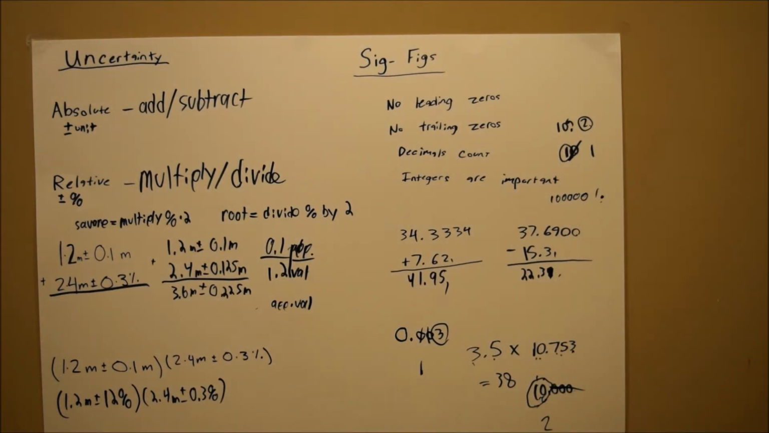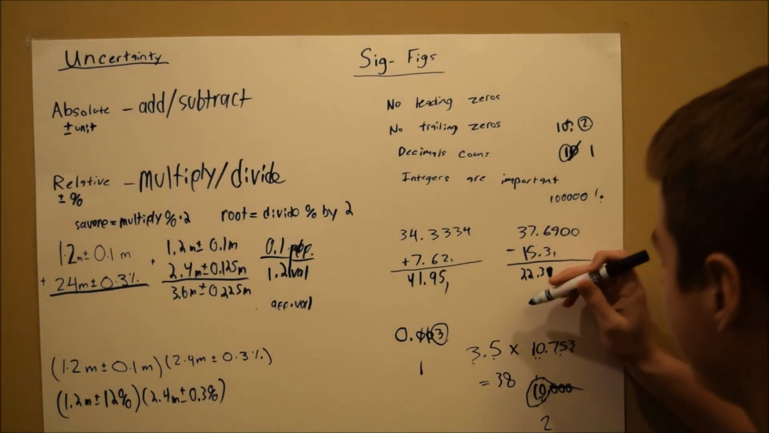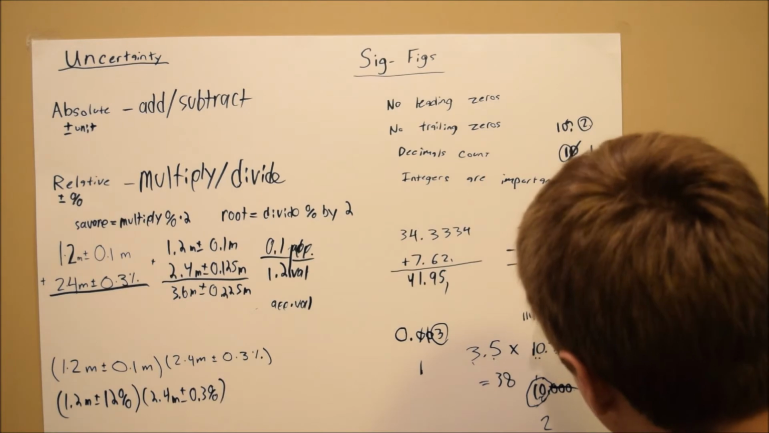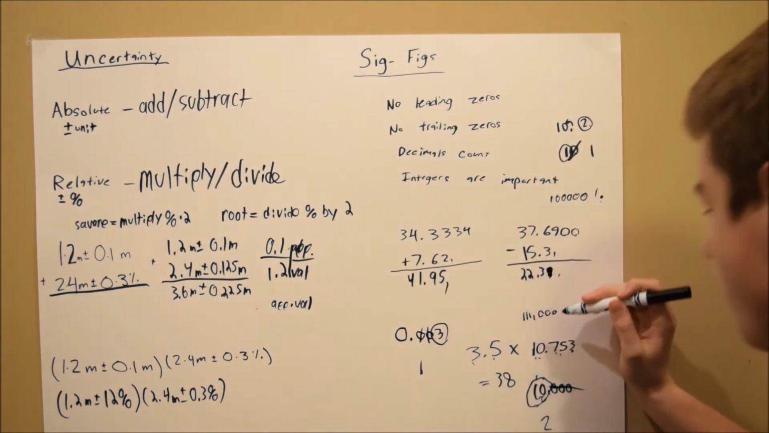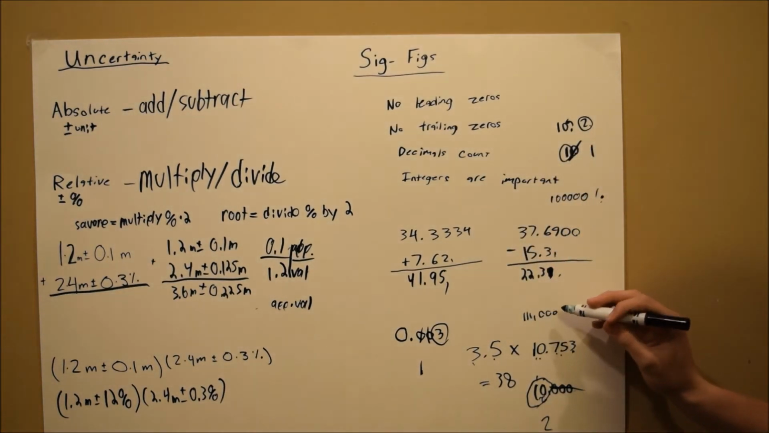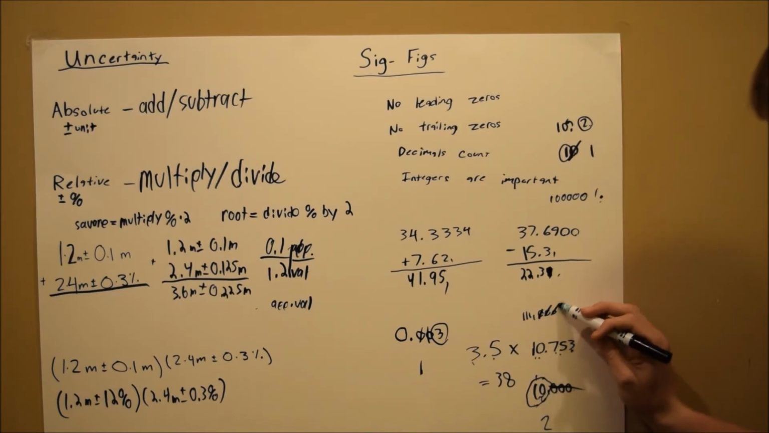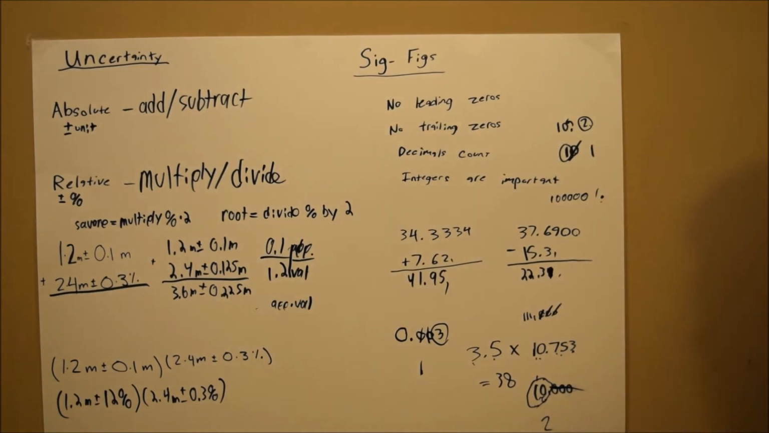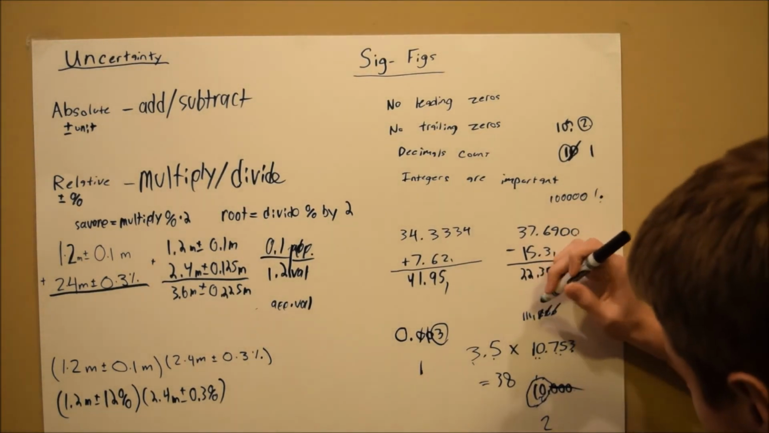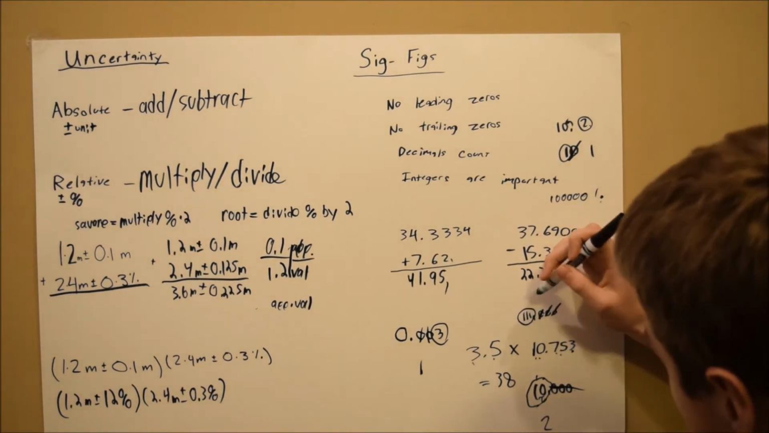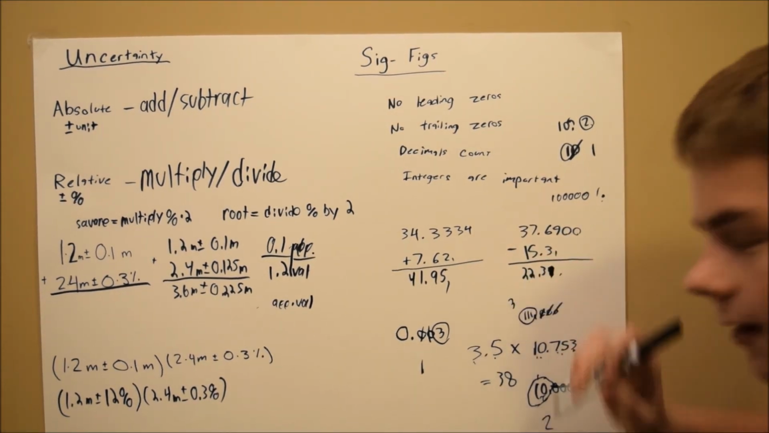Now, finally, the integers are the most important part. Any integer is significant. So say we have 111,000 without a decimal. Since there's no decimal, the zeros do not count as significant figures. And all these ones are significant figures because they're all integers. So you would have 3.